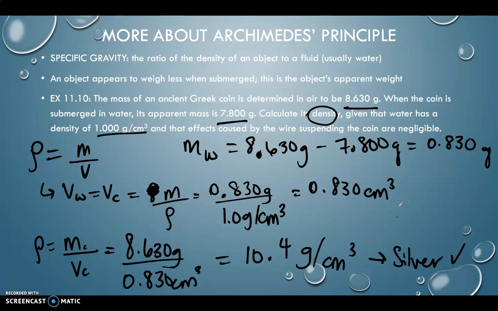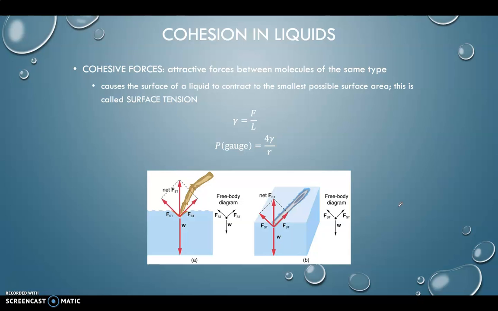All right, so moving on to a new idea, cohesion in liquids. We're going to look at cohesion and adhesion. The first one has to do with cohesive forces, and these are attractive forces between molecules of the same type, such as water molecules and so forth. This causes the surface of a liquid to contract to the smallest possible surface area, and that is called surface tension.